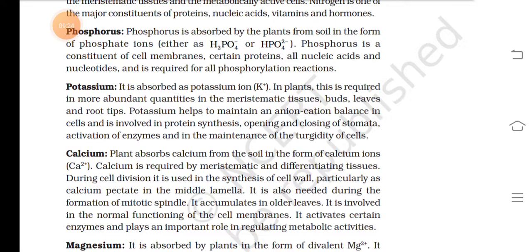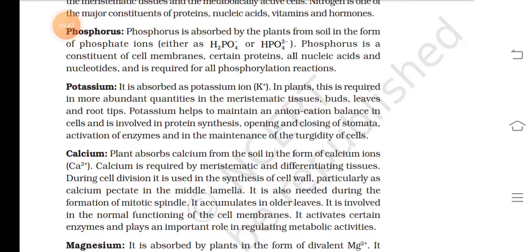This is required in more abundant quantities in the meristematic tissue, buds, leaves, and root tips. Potassium helps to maintain an anion cation balance in cells and is involved in protein synthesis, opening and closing of stomata, activation of enzymes, and in the maintenance of the turgidity of cells.